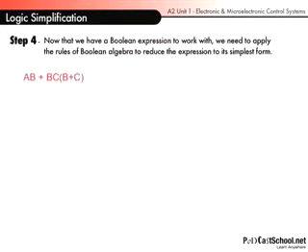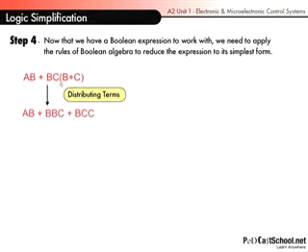What we must now do is use the identities that we've learned in order to reduce this Boolean expression. First of all, we'll distribute terms. In other words, we'll multiply out the brackets. So we have AB, or BBC, or BCC. Okay, so we've just multiplied out those brackets.